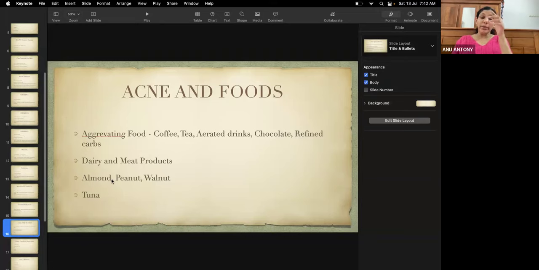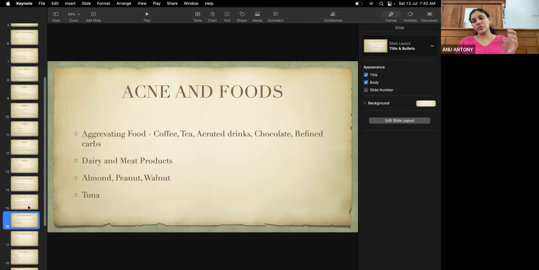Walnut, 2 to 3, because walnut again has high omega-3 fatty acids. It is going to increase the acne. So 2 to 3 should be the amount for a day. Tuna. Frequent consumption of tuna is going to increase the acne. So you can advise it weekly 3 times or weekly once, because tuna is also essential for our body.